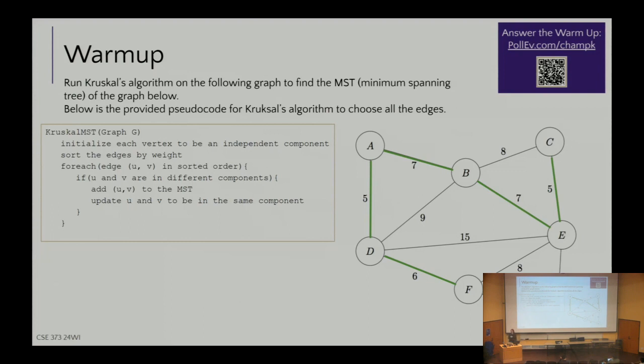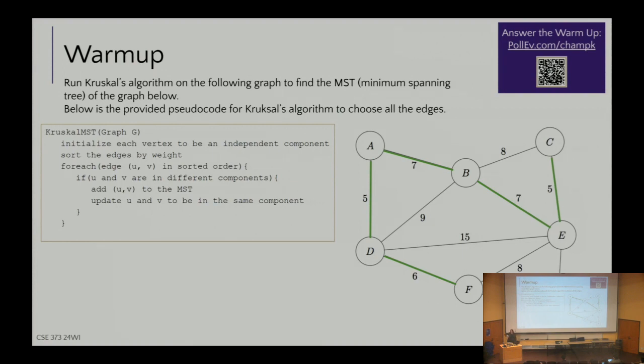So the next edge has a weight of 8. There's 2 of them. There's one between B and C. Do we want to include the edge between B and C of 8? Thumbs up for yes, thumbs down for no. I love it. Love the head shaking.